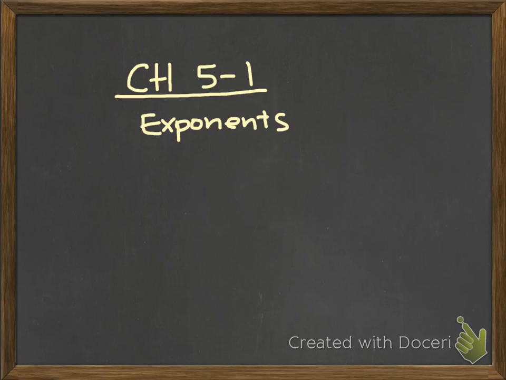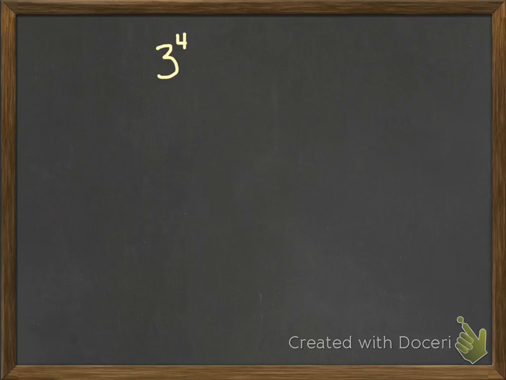Okay, second semester in Algebra 1, we're starting Chapter 5-1, Exponents. In 3 to the 4th, 3 is called the base, and 4 is called the exponent. What that means is you take the base and you multiply it to itself 4 times. So this 3 to the 4th means 3 times 3 times 3 times 3.